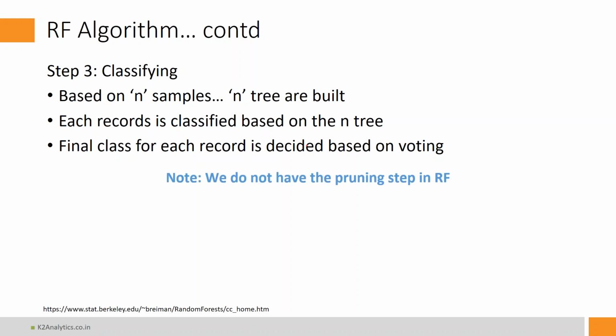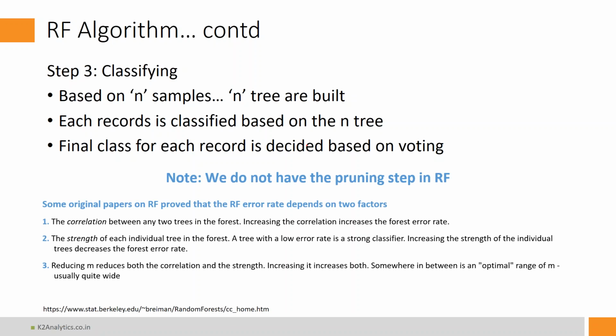We do not have a pruning step, and one of the challenges is how do we ensure that our model accuracy is high or the model error rate is low. To ensure model accuracy is high, there are two important factors. One, all the trees in the background should not be highly correlated, and two, the trees should be strong. But to have strong trees, you require a high value of M. The moment you make M high, they also become correlated. To avoid correlation, you require a low value of M. But if you go on the lower side, trees become weak. So somewhere in between, there is an optimum. This is what we have discussed so far.